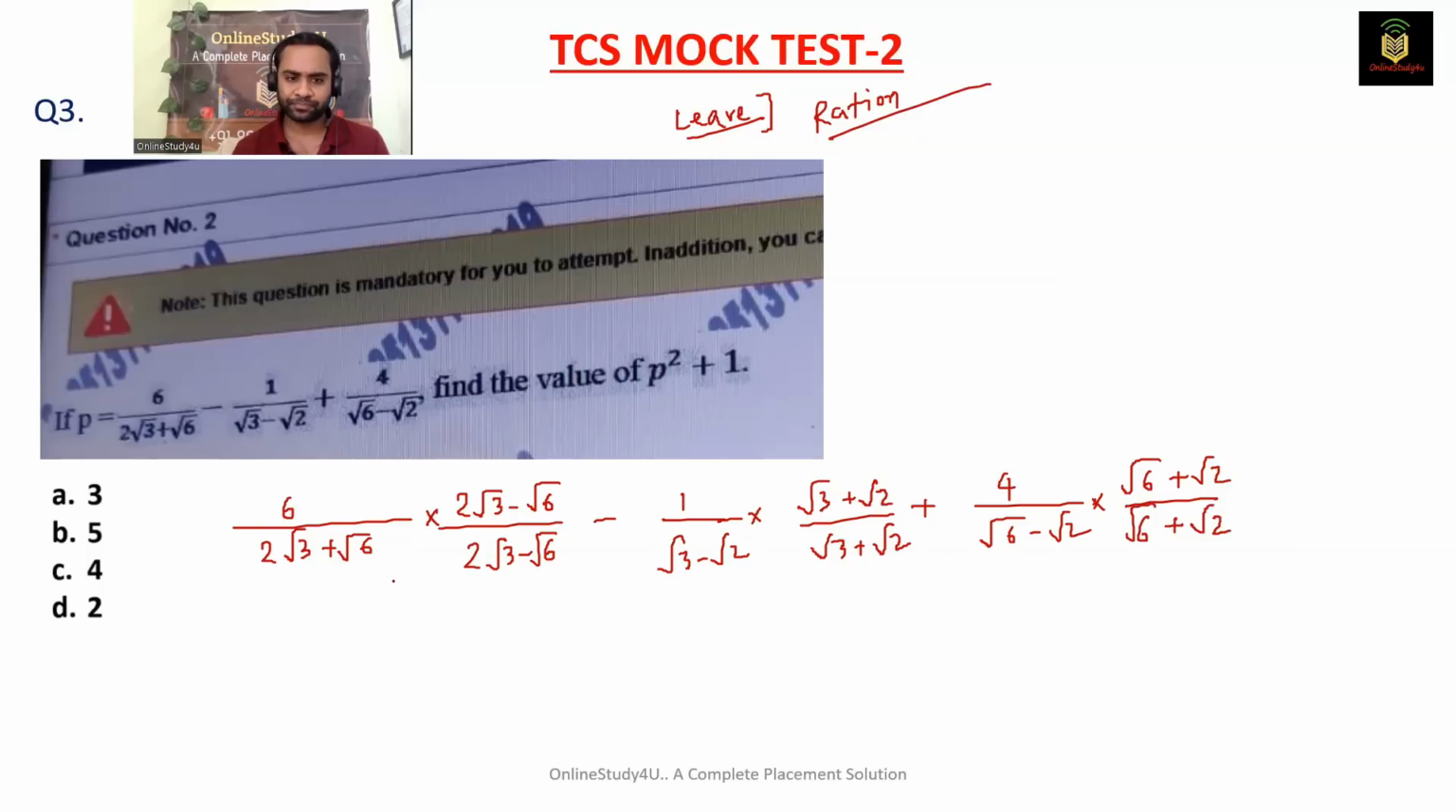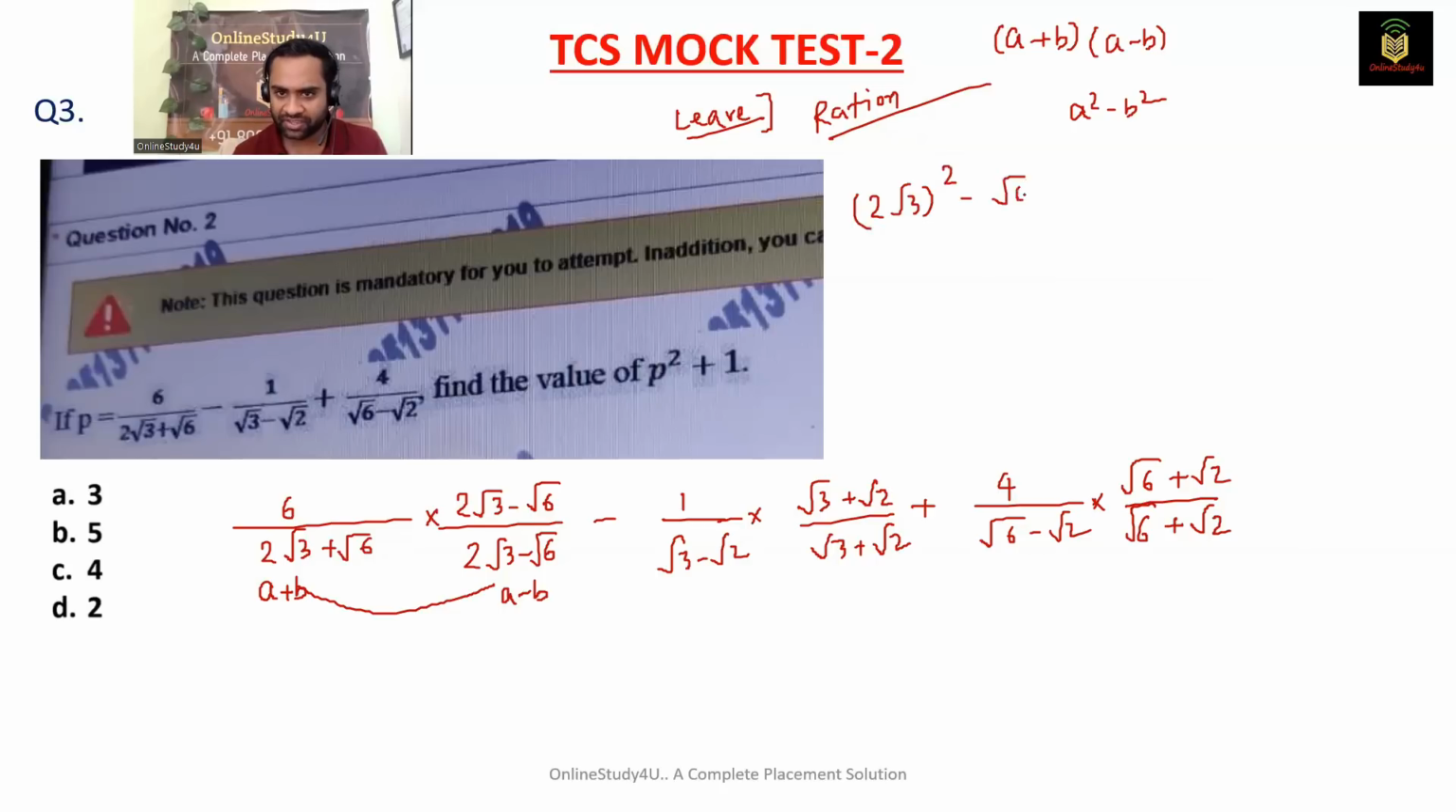Now if we multiply, what will happen, my dear friends? You must know that this is a plus b and this is a minus b. So what is the formula for a plus b into a minus b? Who does not know? I know everybody knows: a square minus b square. So this will become 2 root 3 square minus root 6 square. So 2 square is 4 and root 3 square is 3, so 4 into 3 is 12, minus root 6 square is 6. So this will be 6. Okay, so this will give you 6. So 6 into 2 root 3, minus root 6, divided by 6.